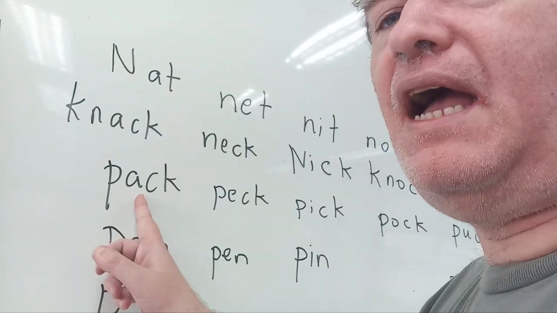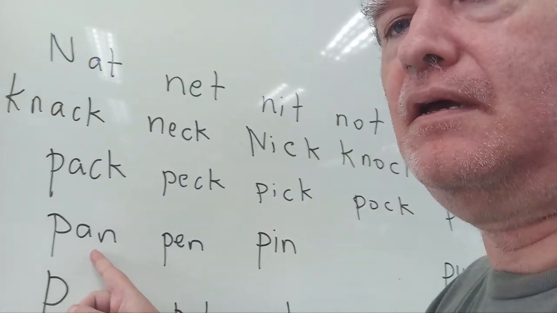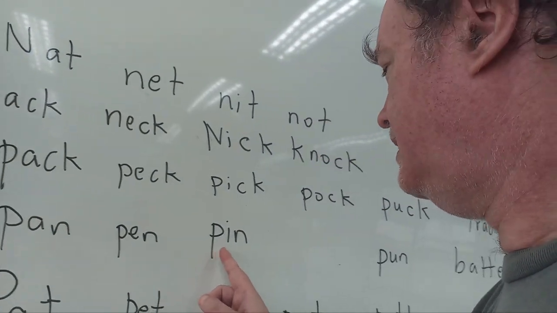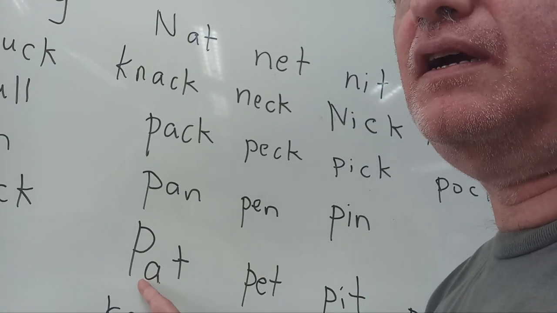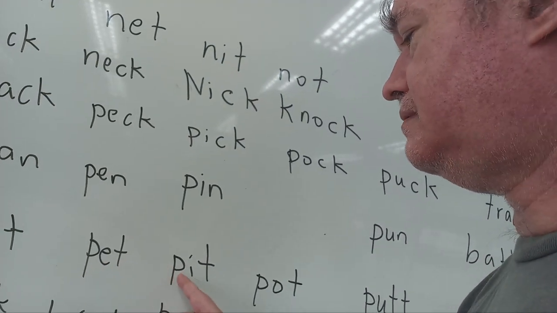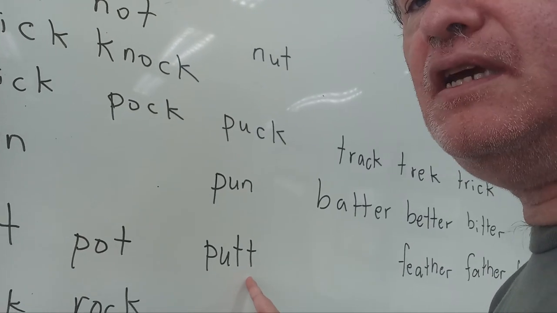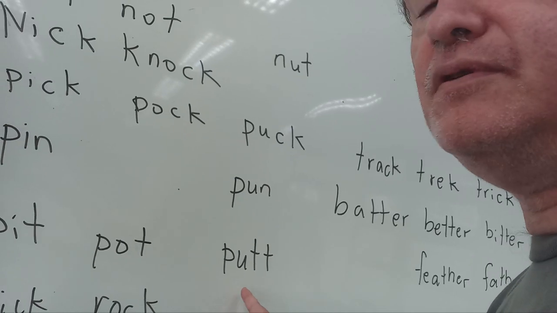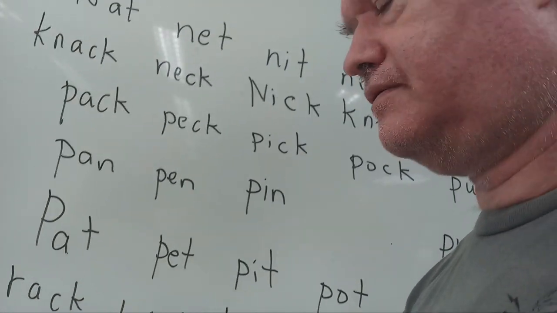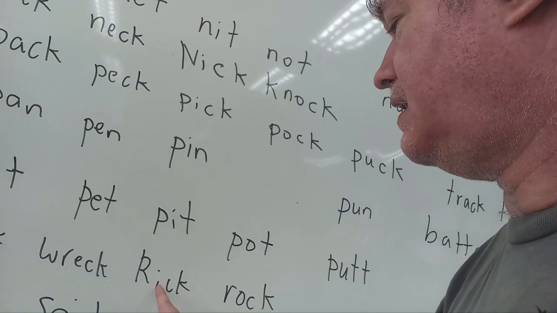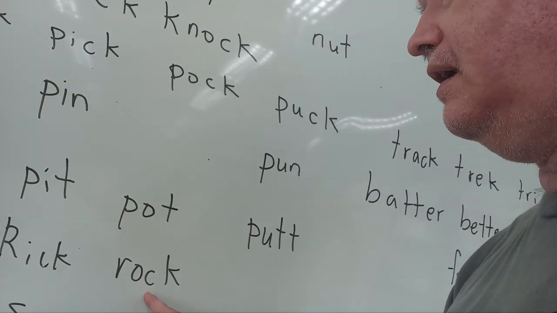Here. Pack, peck, pick, pock, puck. Pen, pin, pun. Pat, as in Patricia or Patrick. Pet, pit. Pot. Yeah, you need two T's here. If it's one T, it's put, which is different from pot. Rack, wreck, Rick. Here, Rick is a name, right? Like Rick Astley. Okay. Rock.